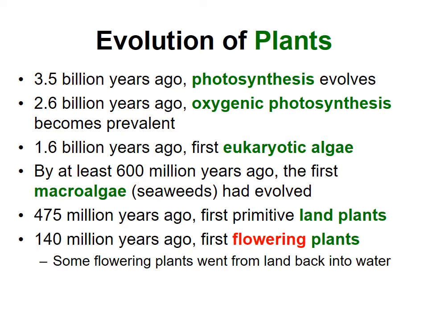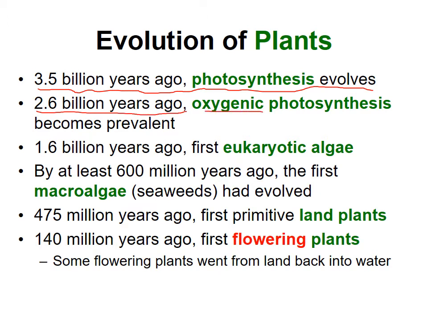But those early forms of photosynthesis that evolved 3.5 billion years ago or so didn't create oxygen. It was other types of photosynthesis that were less efficient than the type of photosynthesis that evolved about 2.5 billion years ago and created oxygen as a byproduct.